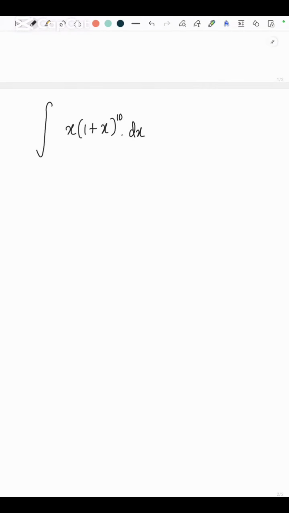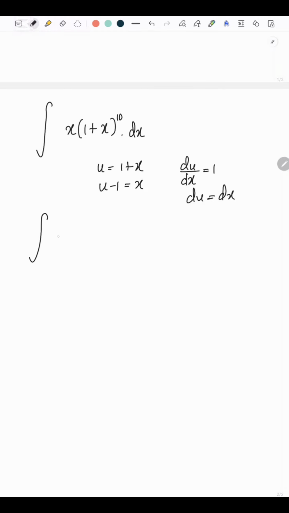Hi everyone. So when integrating this, you could take a substitution of u equals 1 plus x. So then u minus 1 equals x, right? And du over dx equals 1, meaning du would equal dx. So you go into your question.